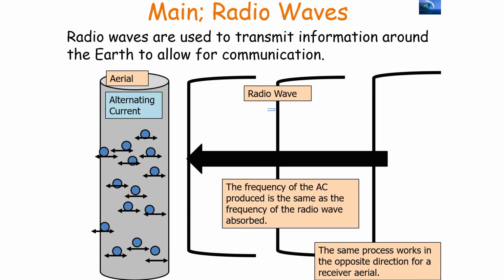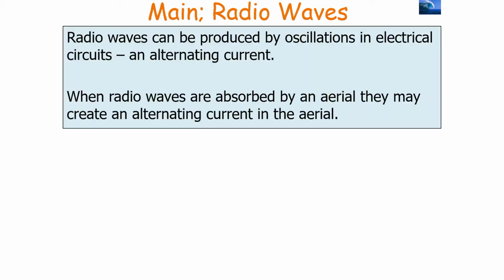Now the frequency of the alternating current is the same as the frequency of the radio wave absorbed by the aerial. So if the radio wave was 50 Hertz, the alternating current in the aerial will be 50 Hertz. If it was 20 Hertz in the radio wave, it will be 20 Hertz in the aerial. So they have to have the same frequency.